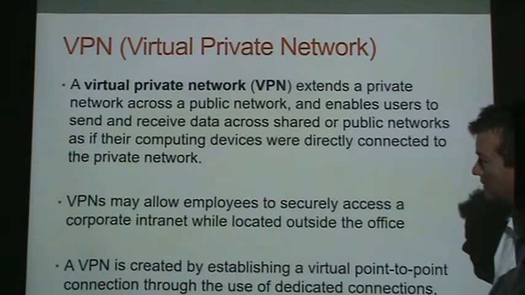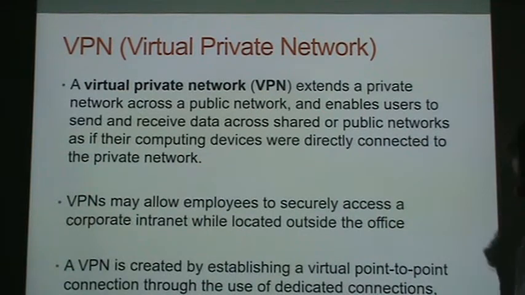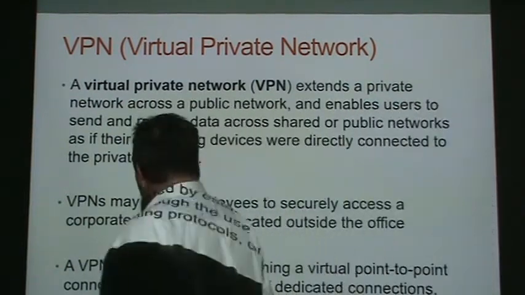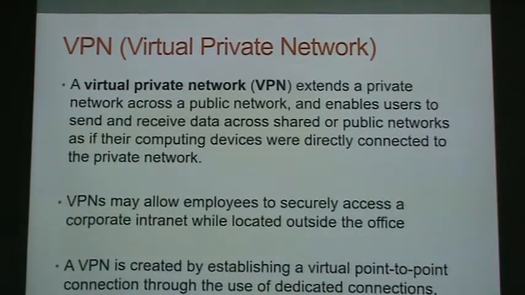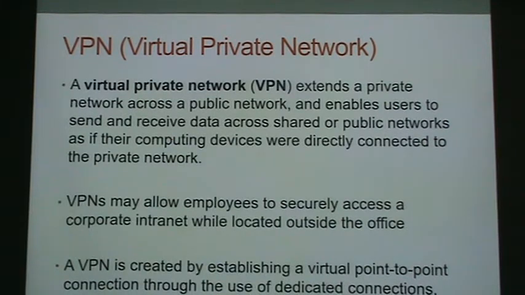So let's see, what's interesting here. Here are some textbook definitions. A virtual private network extends a private network across a public network and enables users to send and receive data across shared and public networks as if the devices were directly connected to the private network. VPNs allow employees to securely access a corporate intranet, so that's not the internet, it's an internal network, while located outside the office.